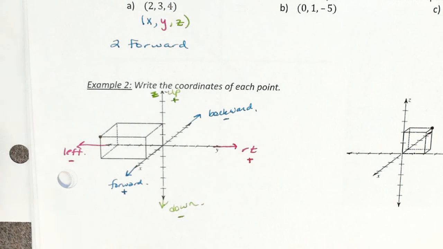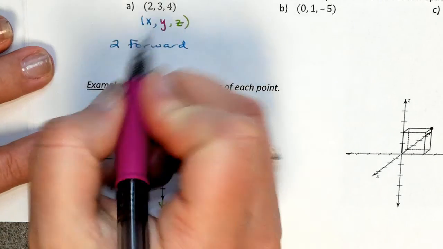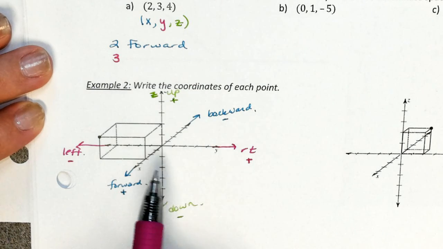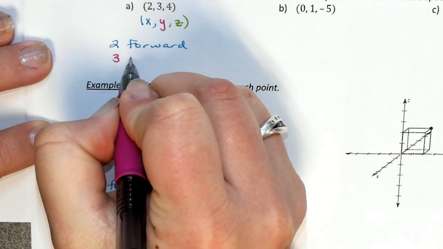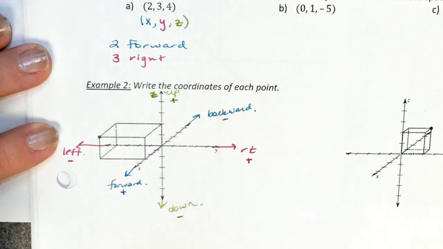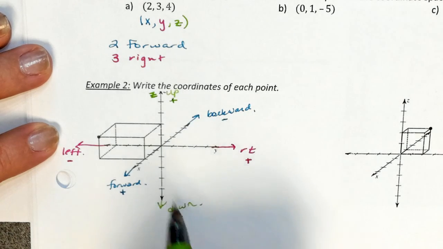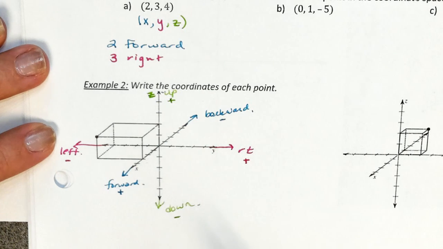So 2 forward. The y, the middle, 3, is going to move left or right. The 3 moves which way? To the right, because it's positive, so 3 units right. And then the z, which moves up and down, is a 4. Does that one go 4 up or 4 down? 4 up.